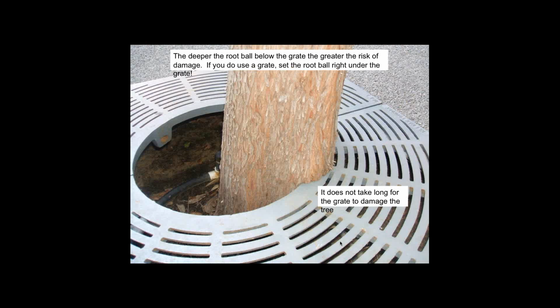And when the tree comes in contact with the grate above the trunk flare, which often happens because the tree root ball is pushed down into the space, as soon as that trunk becomes in contact with the grate, the tree begins to grow around it, creating a defect in the trunk, and if this keeps going, it will girdle the tree and then eventually kill the tree.